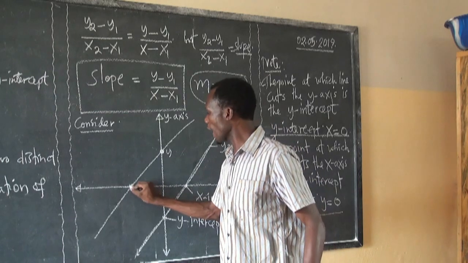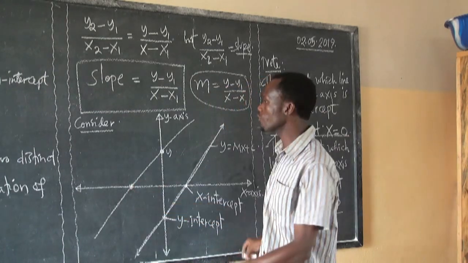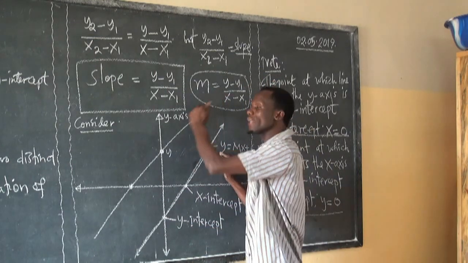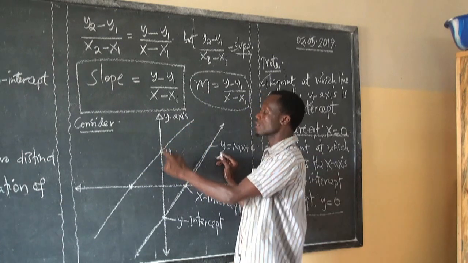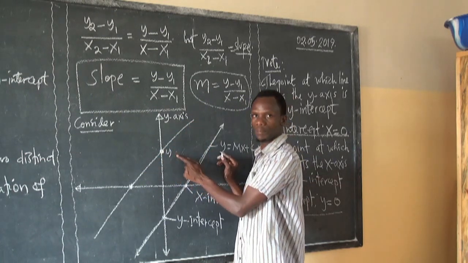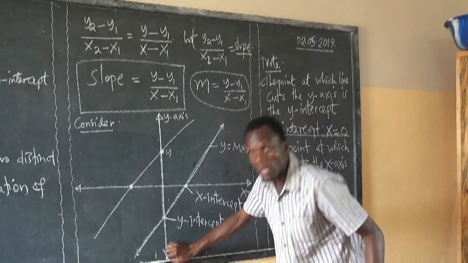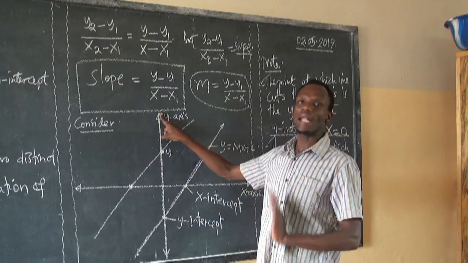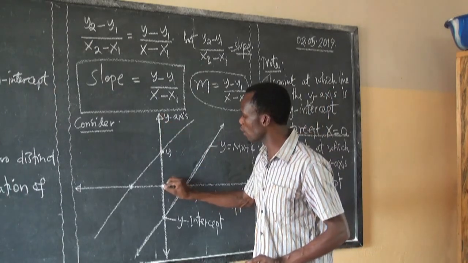And here, the line cuts the x-axis. This is called the x-intercept. Now, in short, where the line cuts the y-axis, that point is called the y-intercept. And you can see along this line, y there is a number, but x is equal to 0. Because no movement that you have made from the origin.